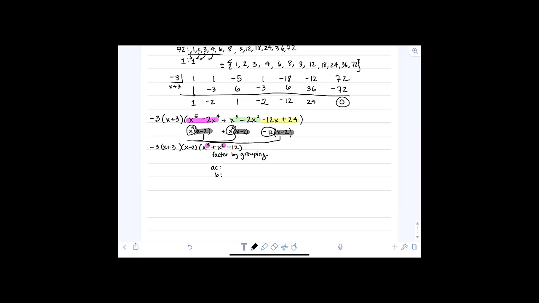So what you do is you do the first coefficient times the last coefficient, so AC, and then you look at the middle. Okay, now remember you're looking for two numbers that multiply to the AC and add to the B, so I see 4 and 3, and which one should be negative?